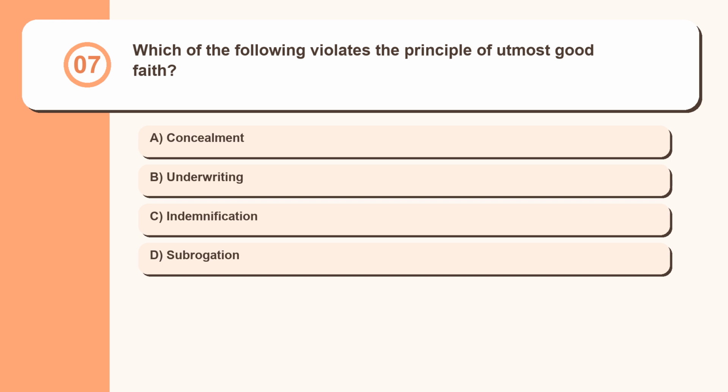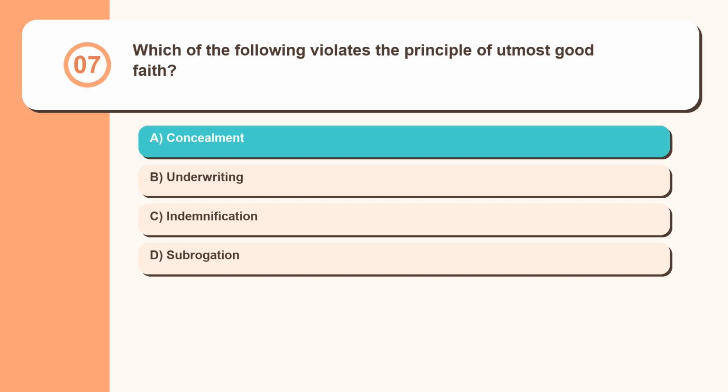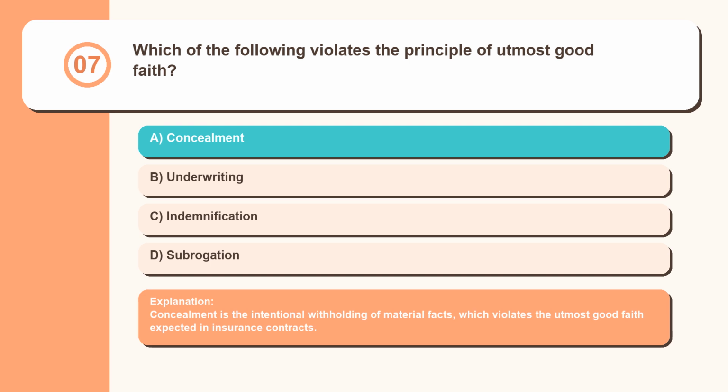Question 7. Which of the following violates the principle of utmost good faith? Concealment, underwriting, indemnification, subrogation. Concealment is the intentional withholding of material facts, which violates the utmost good faith expected in insurance contracts.